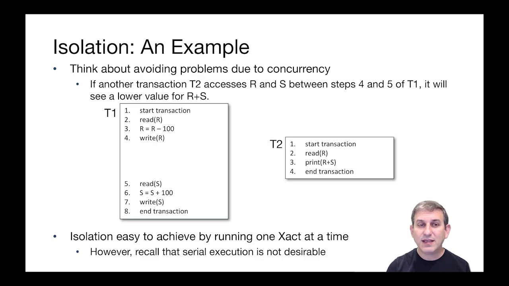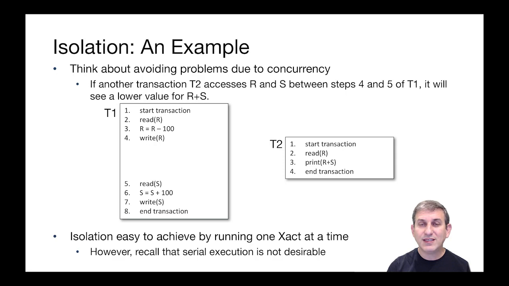If T1 starts and executes steps 1 through 4, we've debited $100 from account R. And then T2 starts, it's going to read the value of R, which is $100 short. And it's going to print the values of R plus S, which is the total of the two, which is going to be missing $100 right now, and end the transaction. And then finally, T1 will finish its job. It will add the $100 to account S and finish.